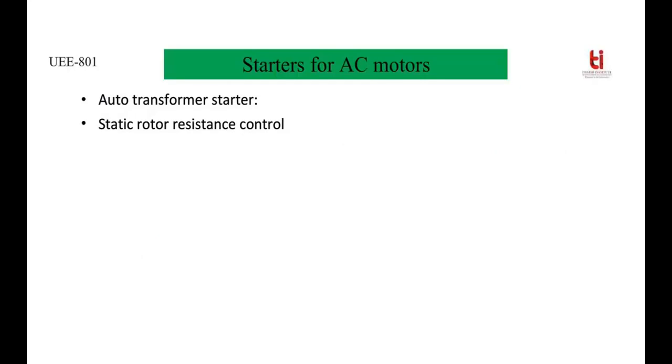Other methods of starting AC motors are the auto transformer starter and static rotor resistance control methods. In the auto transformer starter, basically the purpose is to reduce the starting current by reducing the starting voltage by changing the taps of the transformer. So different tappings, 50%, 60%, 85%, are there to reduce the starting current. So it is just like the star delta starter, to reduce the starting inrush current, with comparatively more flexibility.